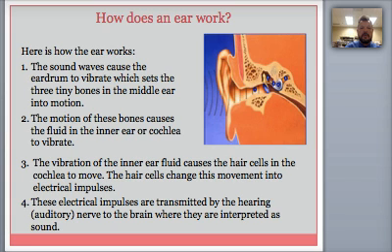How does it work? The sound waves cause the eardrum to vibrate, which sends three tiny bones in the middle of the ear into motion. Motion of these bones cause the fluid in the inner ear or cochlea to vibrate. The vibrations of the inner ear fluid causes the hair cells in the cochlea to move. The hair cells change the movement into electrical impulses, and these are then transferred by the auditory nerve to the brain, and they are interpreted as sound.